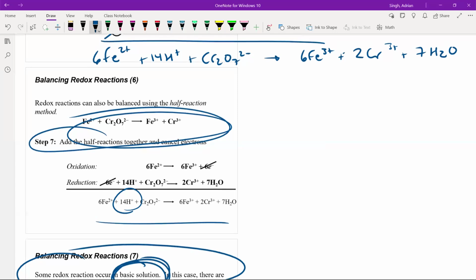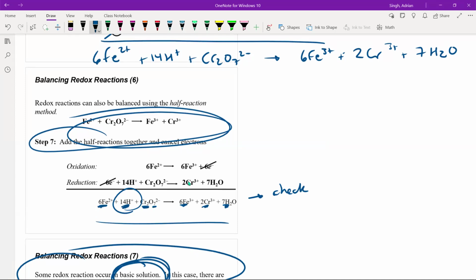Okay, we can double check here that this equation is balanced. So let's check this one that we end up with. Let's see, we have 6 irons on the left, 6 irons on the right. 14 H's on the left, 7 times 2, 14 H's on the right. 2 chromiums on the left, 2 chromiums on the right.